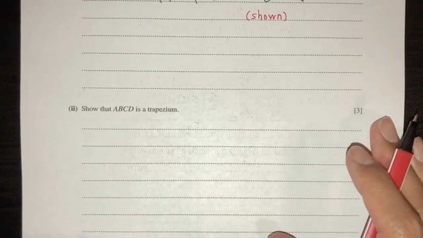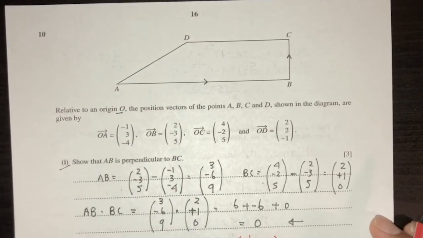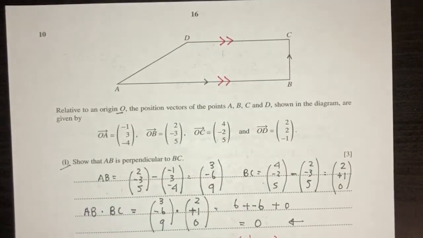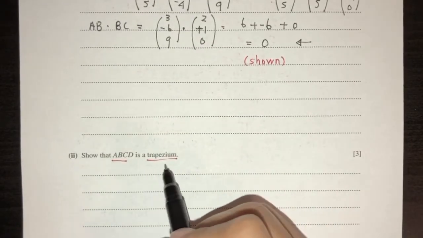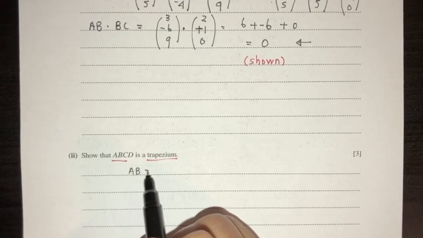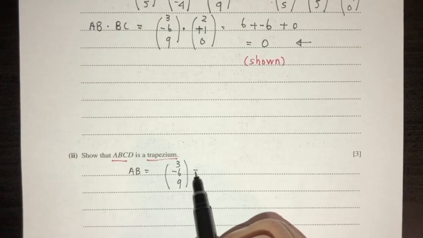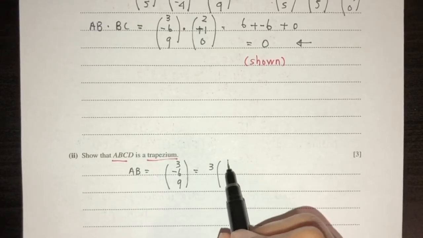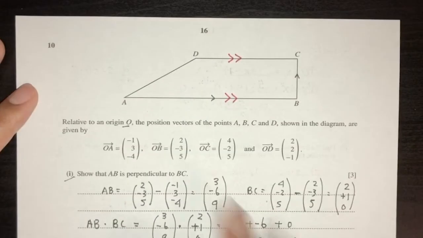Now for part 2, show that ABCD is a trapezium. So how can you show it is a trapezium? You have to show that these two sides are parallel with each other. So we know AB already. AB is given by this, which is 3, minus 6, 9. It is equal to, let's take out 3, you will have 1, minus 2, and 3. This is AB. So we have AB in this direction.